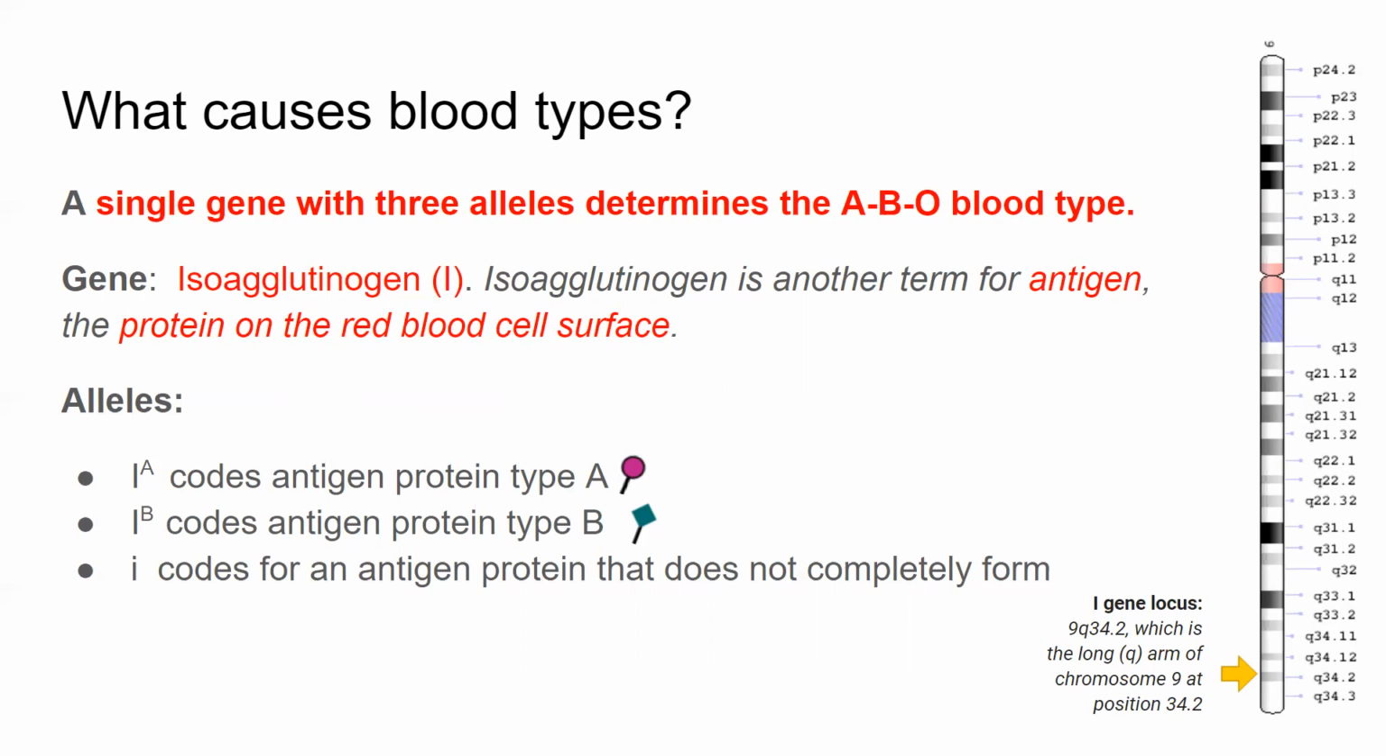That comes from agglutination. So if you were testing blood types, if you did mix the wrong ones together, basically it will clot. It will agglutinate. And so they call it the agglutinogen gene. Is another term for antigen, which is the protein on the red blood cell surface. That's really what the different blood types are, right? It's a gene that's coding for a protein on the cell surface.